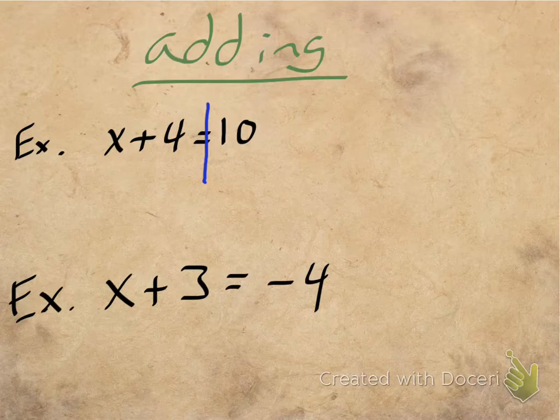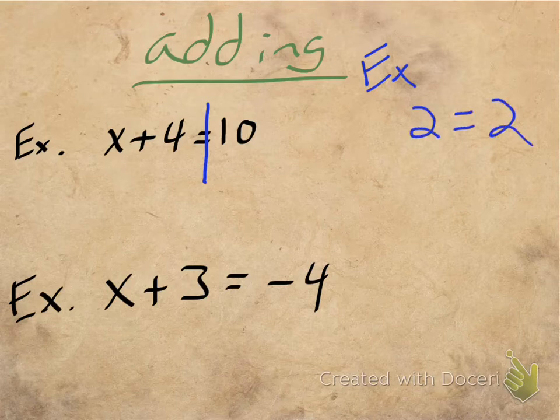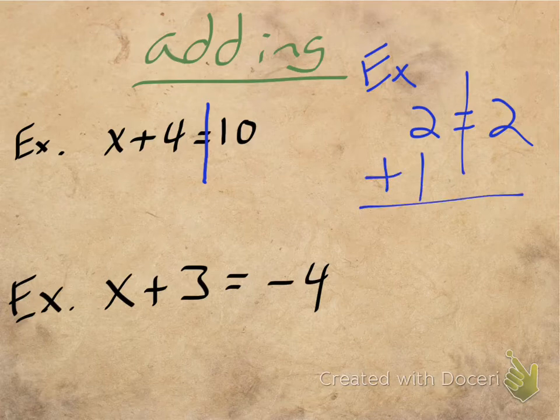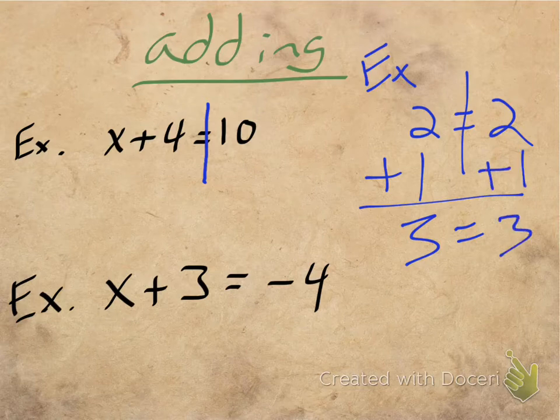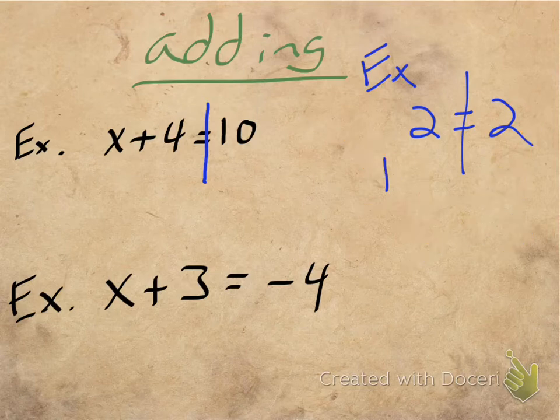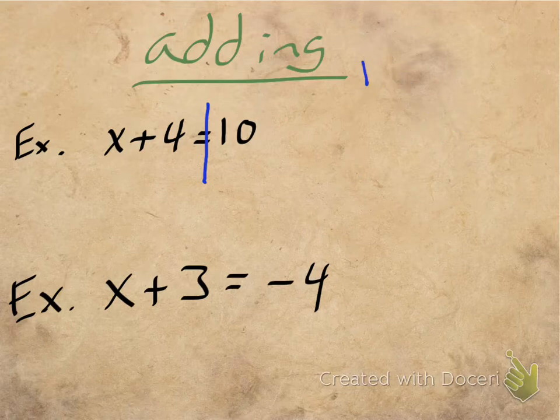And this is why. For an example, if we had 2 equals 2, which is right, and we added 1 to this side, you would get 3 equals, well, it doesn't equal 2, so what you have to do is add 1 to this side. So whatever you do to this side, you have to do to this side. It has to work that way, or else it's not equal anymore. So back to our first example over here. We drew a line through our equal sign, so we know that whatever we do to one side, we have to do to the other side.